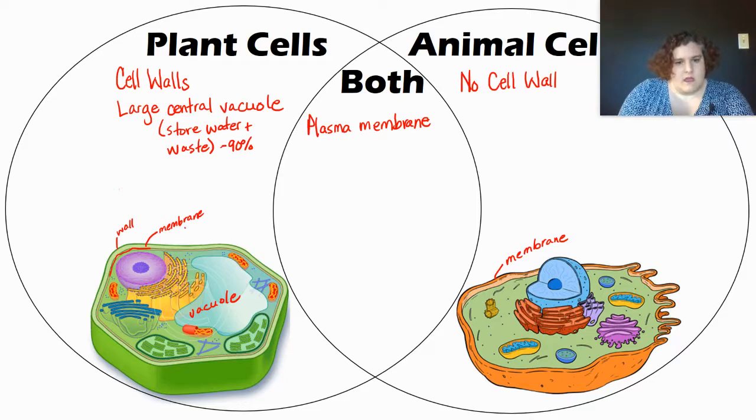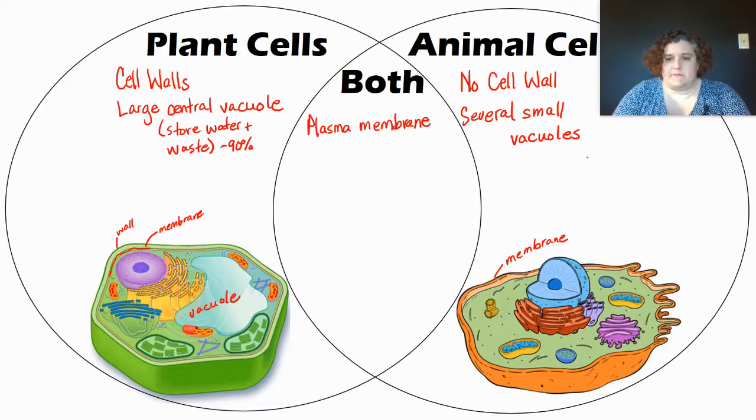The animal cells have several small vacuoles. We used to not think that they had any at all, but we discovered that they do. And they're just going to look kind of like this.